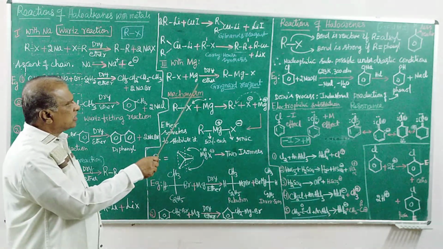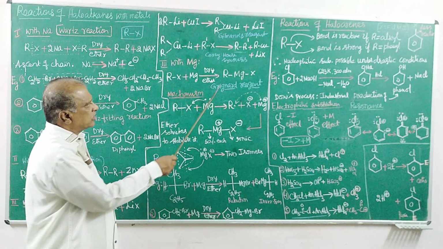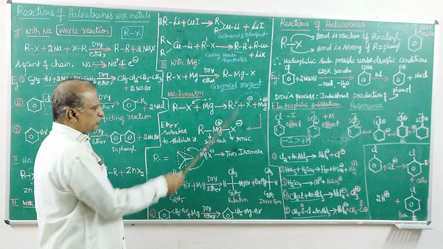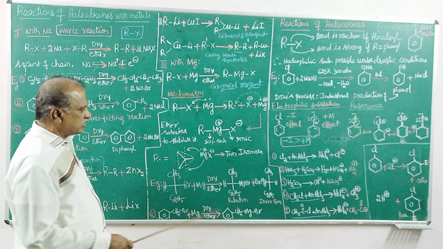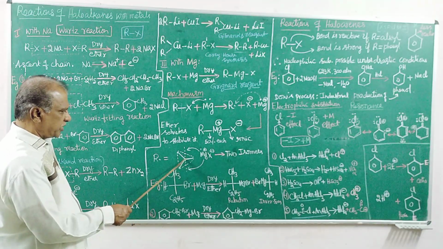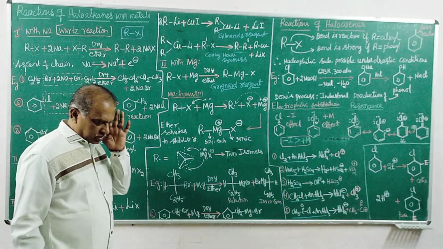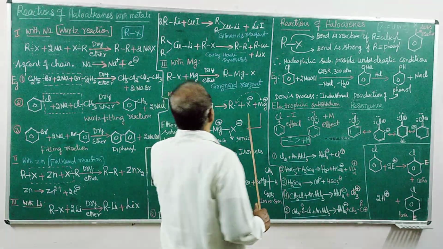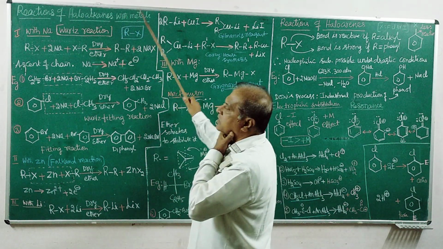So this is the preparation of Grignard reagent. We discussed what a Grignard reagent is, how it is prepared, what the possibilities of geometry are if the carbon is asymmetric, and their applications. This is about the reactions of haloalkanes with metals.